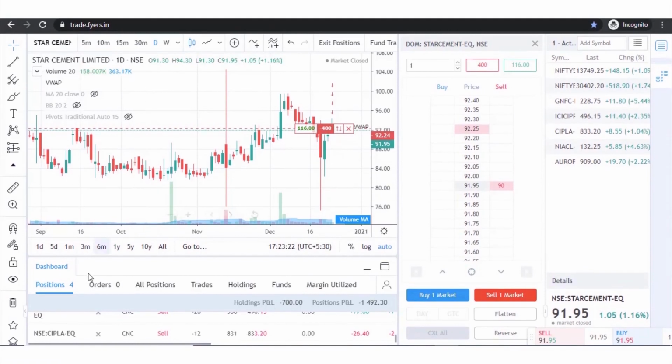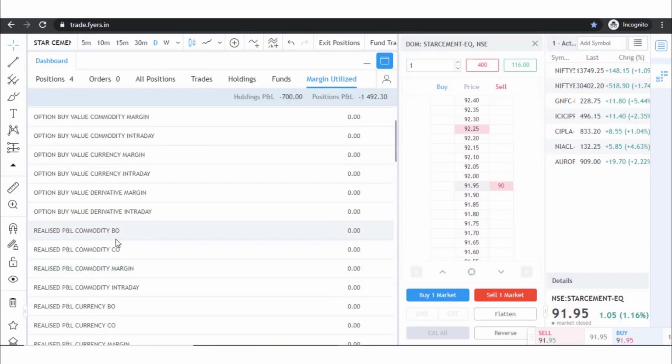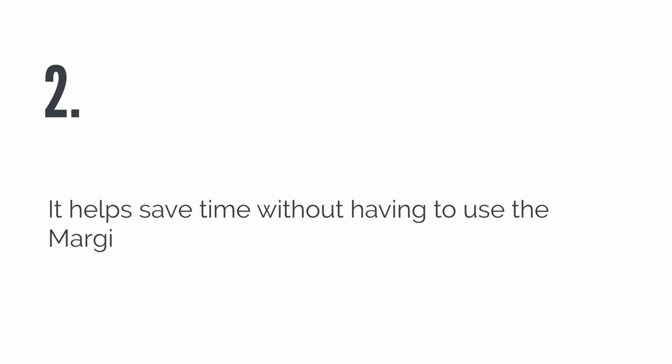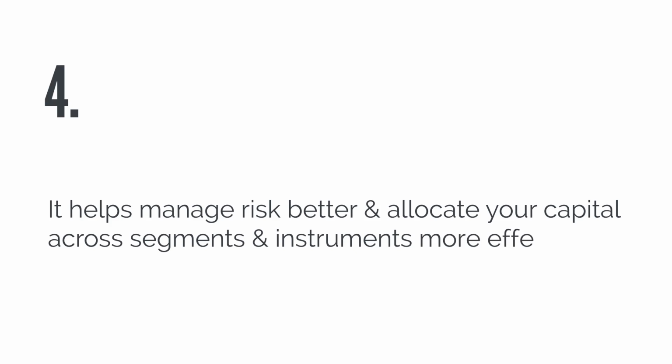You can access the margin utilized window in the dashboard panel. Some of the highlights of these features are: you can understand the margin utilized across all segments and instruments. It helps save time without having to use the margin calculators. It helps in allocating your capital more efficiently. It helps manage risk better and allocate your capital across segments and instruments more effectively.